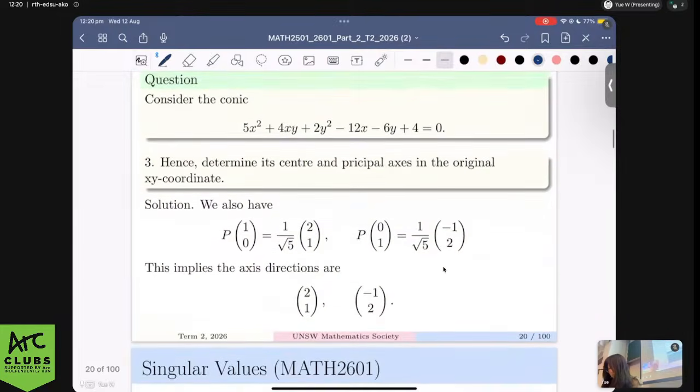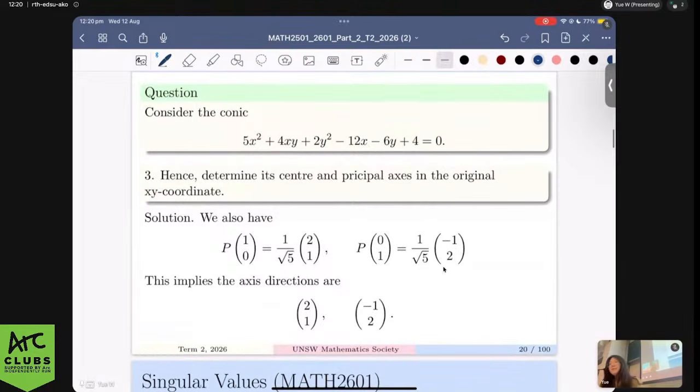Okay, so again, it's very similar stuff, except now you have the 1, 0, and 0, 1. You once again just do a bunch of matrix multiplication to convert it into the original form. And you should be able to extract the directions of these two vectors and say that they are these two right here, which will be our principal axes in the original xy coordinate plane.